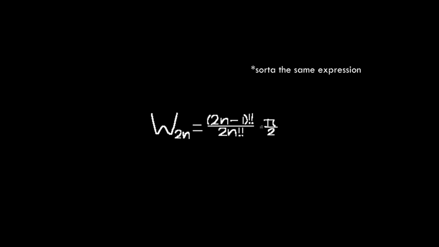But let's not forget about something. Depending on n's parity, we're going to get one of the two different values, W of 0, which is pi over 2, and W of 1, which is just 1. This looks very similar to our ratio from before. Just substitute n for 2n and shove our pi over to the other side, and we have the same expression.